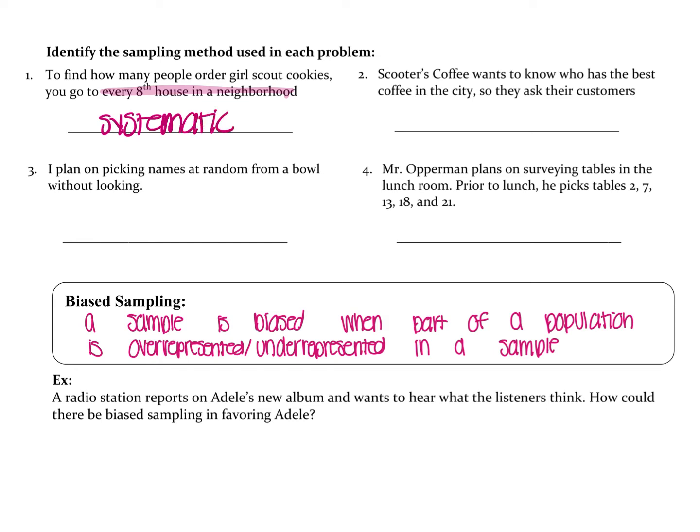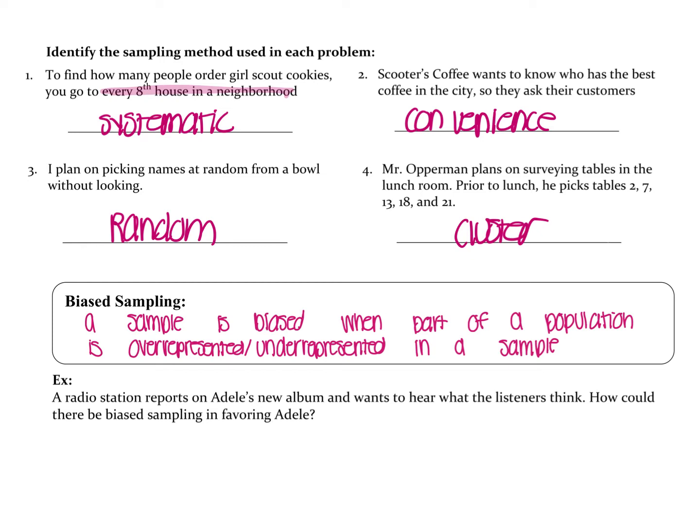Next example says Scooter's Coffee wants to know who has the best coffee in the city, so they ask their customers. This would be a convenience sample because it's easy for them to ask the people that are already coming into their store. Next, I plan on picking names at random from my bowl without looking. This would be random because I can't see what I'm doing. There's no rhyme or reason to how I'm picking them. It says Mr. Opperman plans on surveying tables in the lunchroom. Prior to lunch, he picks tables 2, 7, 13, 18, and 24. This would be an example of a cluster survey.